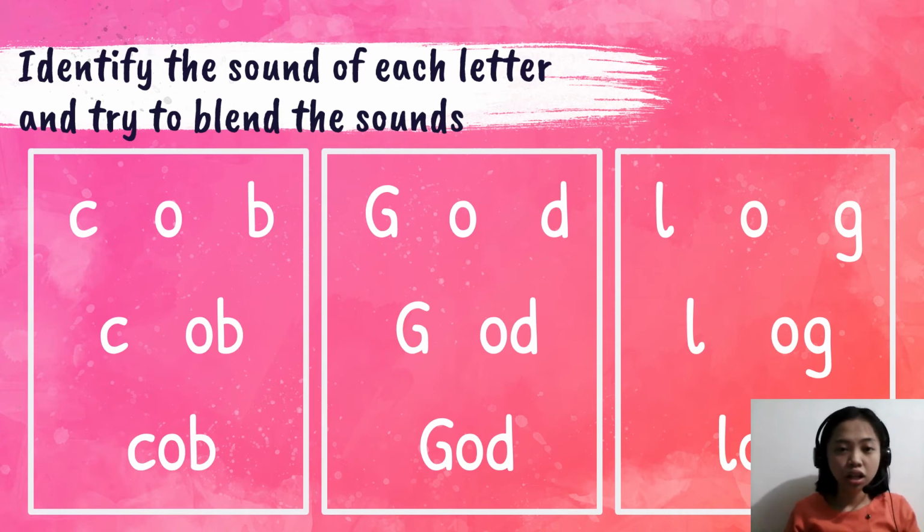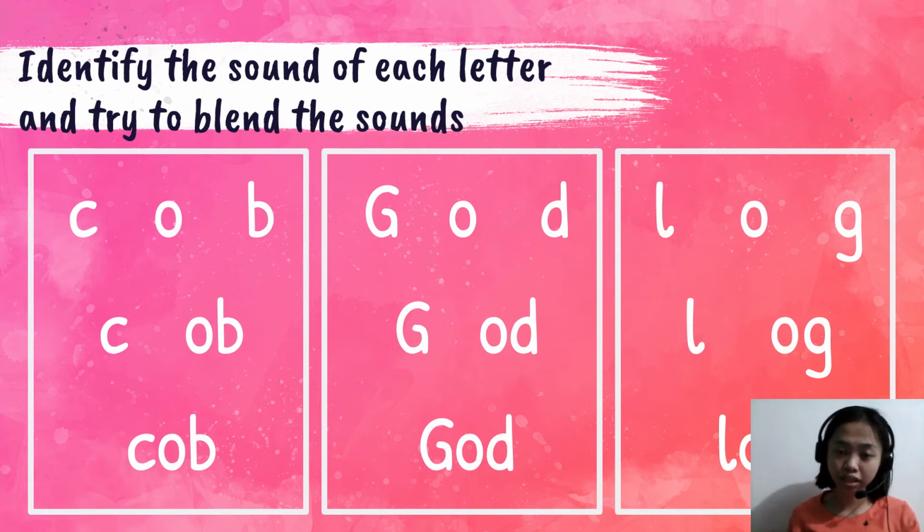But first, let's go to the first box. What are the letters that you see on the first box? It's letter C, that sounds K. How about the next one? O, that sounds O. And B, that sounds B. Now put together the O and B, it will become ob. K plus ob equals cub. Say cub. That's right.